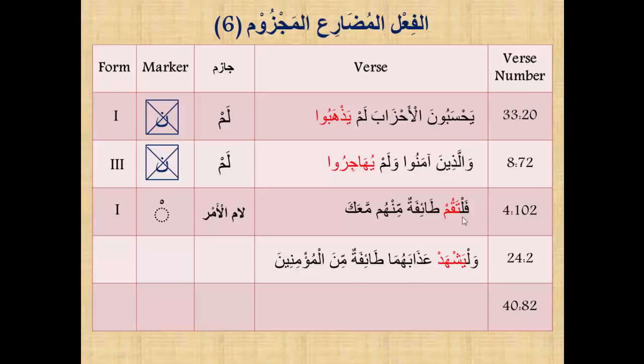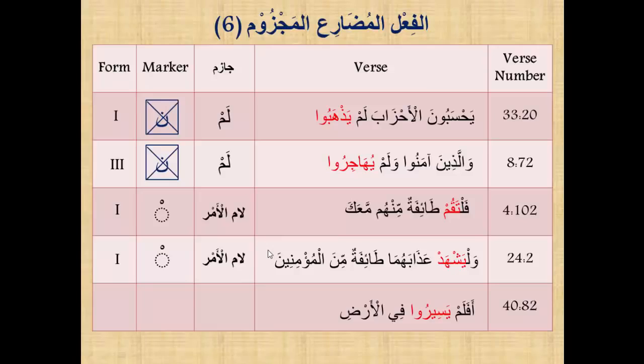So this is very similar to fal yaf'al, except instead of the fa, we have a waw, a different conjunction. Wal yashhad. But it's the same case. The lam al-amr now takes a sukun. Wa liyashhad, wal yashhad. This is lam al-amr as the jazim, and the alama is the sukun. This is a form 1 verb, yashhad.